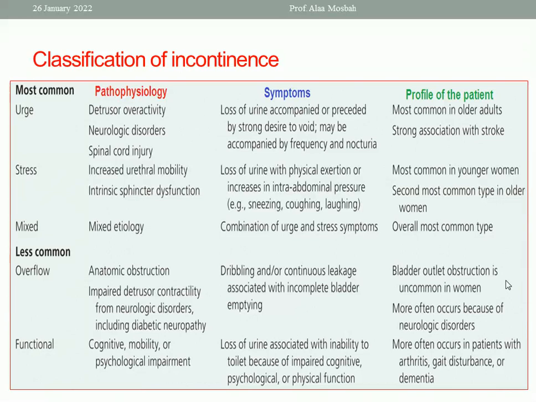And this is the second most common type in older women. So what is the first common type in older women? It's the urge incontinence. What is the second one? It is the stress incontinence. Be careful about this. Okay? Let us go to the third type, the mixed type.